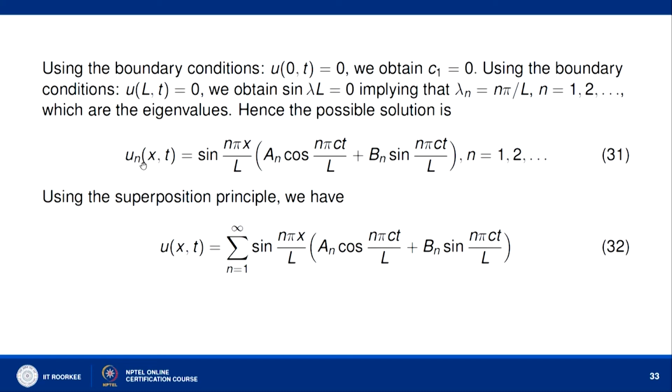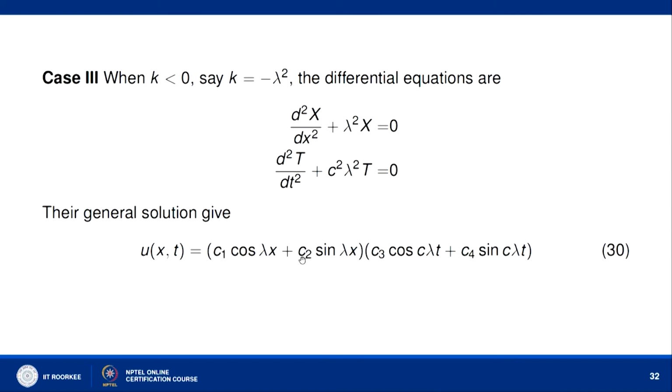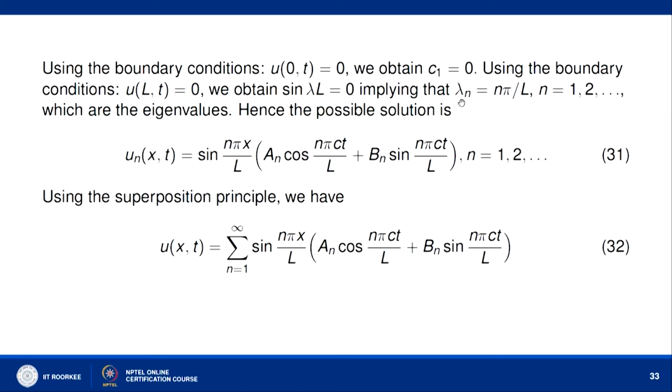So, here you can write this solution as u_n(x,t) equal to sin(n pi x by l) times (a_n cos(n pi c t by l) plus b_n sin(n pi c t by l)). Here I am just using the value lambda as n pi by l. In this case you use c1 is 0, so this is gone, and here sin(n pi x by l) is there. You just replace the value of lambda, and since this is true for every n, we can write the solution u_n(x,t) as sin(n pi x by l) times (a_n cos(n pi c t by l) plus b_n sin(n pi c t by l)).